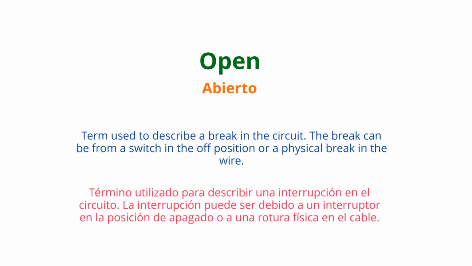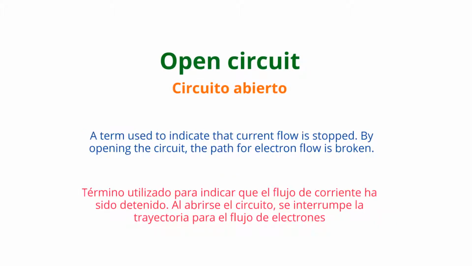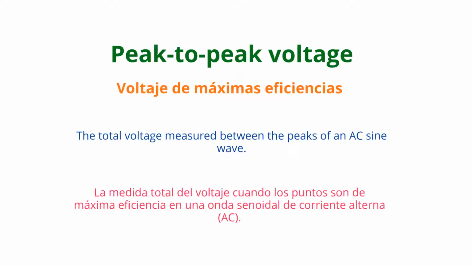Open. A term used to describe a break in the circuit. The break can be from a switch in the off position or a physical break in the wire. Open circuit. A term used to indicate that current flow is stopped. By opening the circuit, the path for electron flow is broken. Overload. Excess current flow in a circuit. Peak-to-peak voltage. The total voltage measured between the peaks of an AC sine wave.